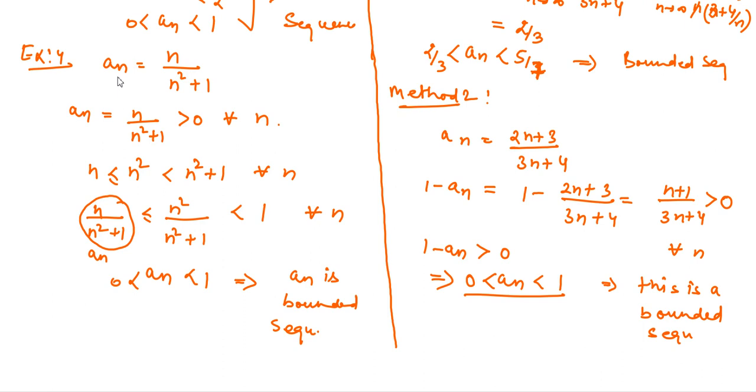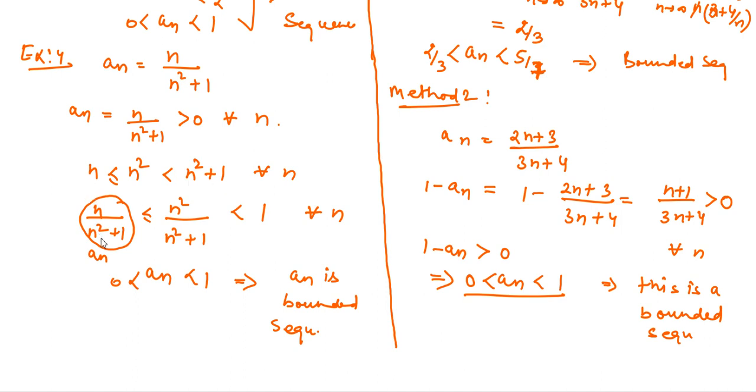Now let's discuss the next example, which is an is equals to n upon (n square plus 1). Okay, an is n upon (n square plus 1). Now we know that n is positive, n square plus 1 is positive, so their ratio will always be positive. So it is greater than 0 for all values of n. Now let's use some logic. n is less than equals to n square. We know that n square is less than n square plus 1 for any value of n or for all values of n.